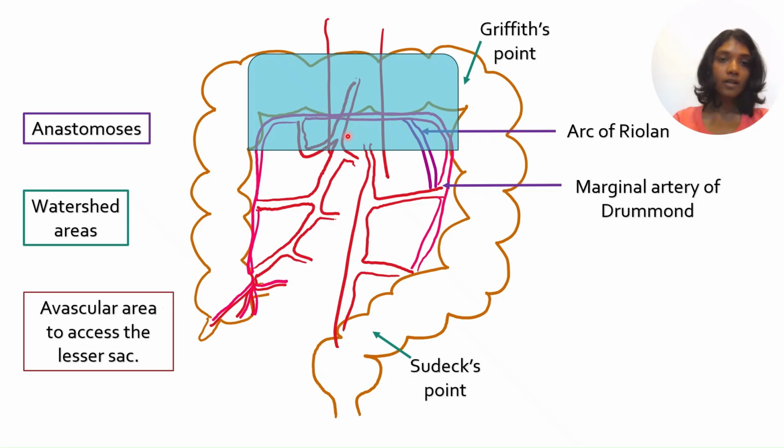The middle colic artery goes through the transverse mesocolon to supply the transverse colon. The middle colic artery is situated a little bit towards the right side. Therefore, there is an avascular area within the transverse mesocolon which can be used for surgical access into the lesser sac.